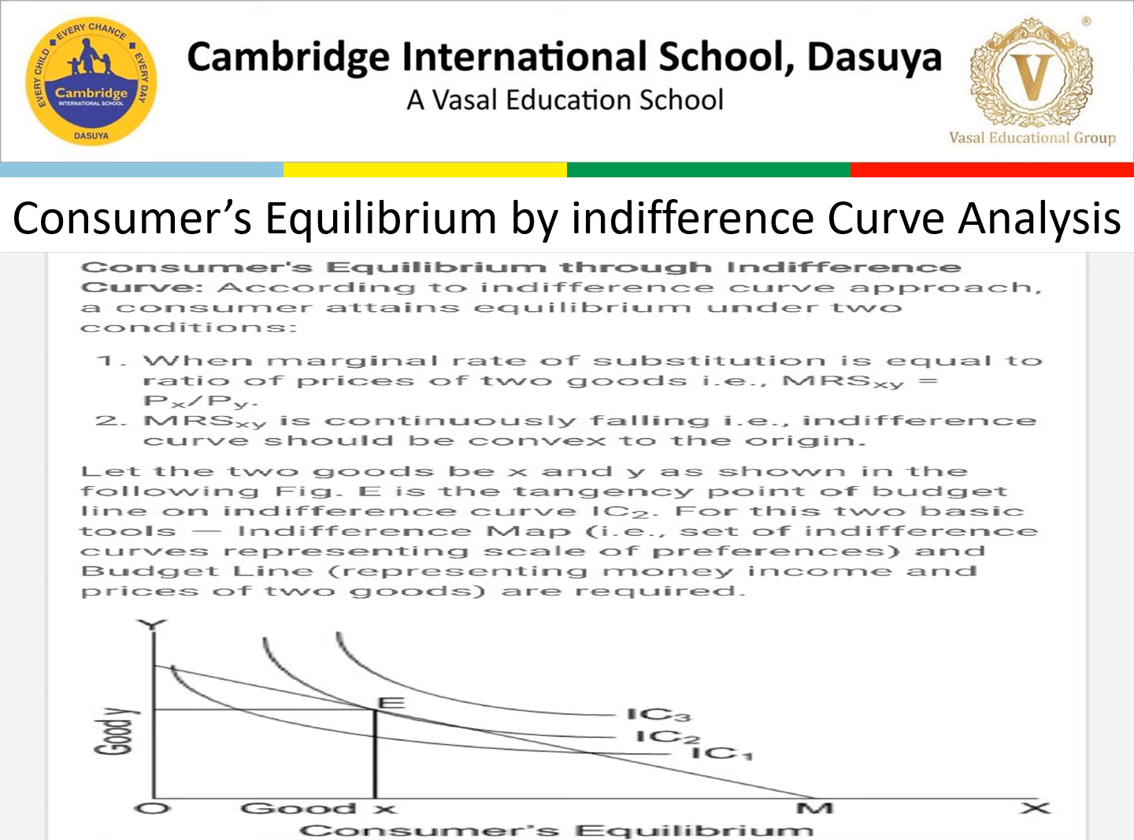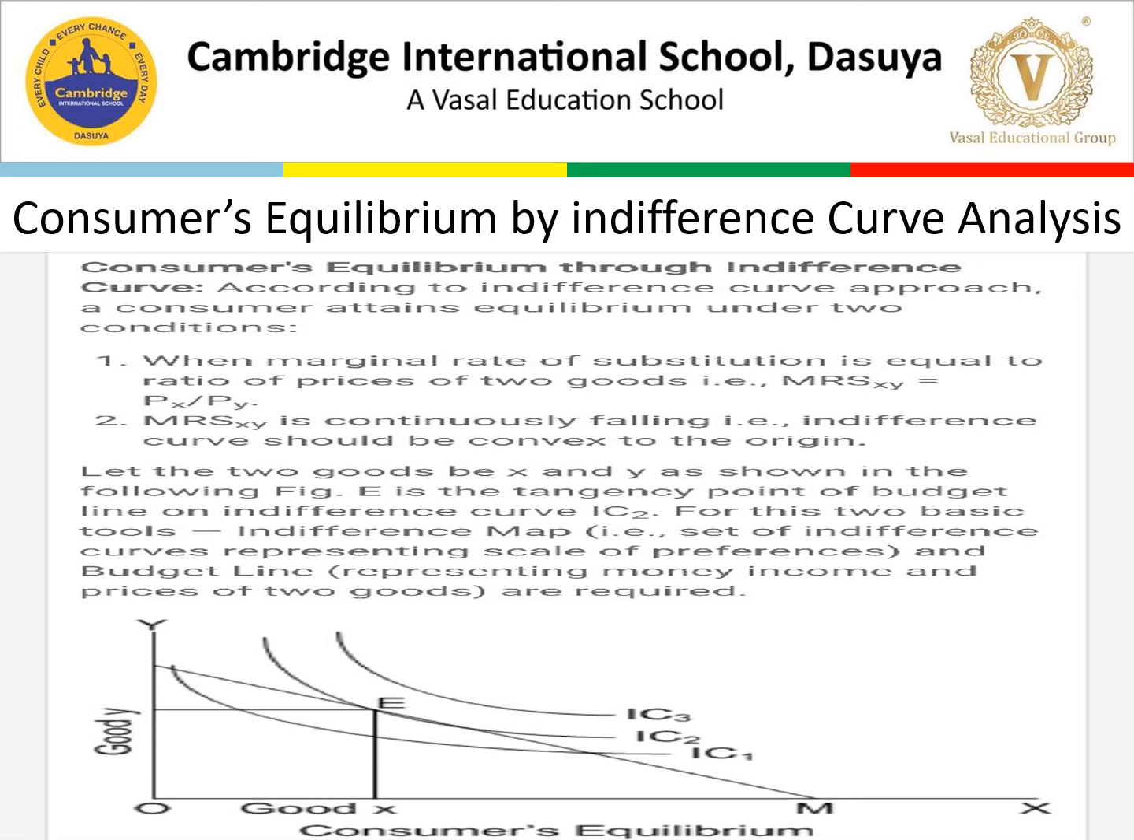Now let the two goods be X and Y, as shown in the following figure. You can see E is the tangency point of the budget line on indifference curve IC2. The line which is representing all the combinations, we call it the budget line. Here we are just representing that line with the help of a tangent. So the tangent E is representing your IC curve 2, showing the combination of two goods.